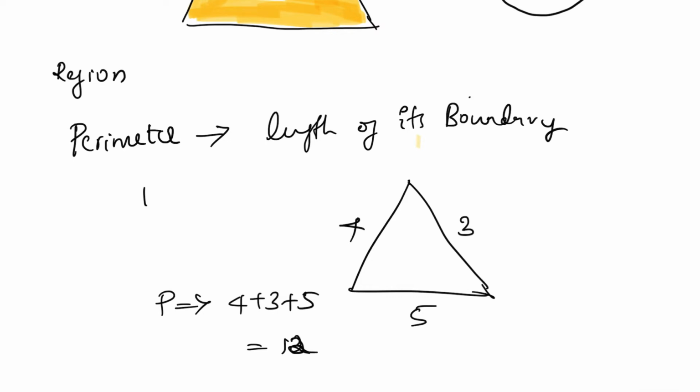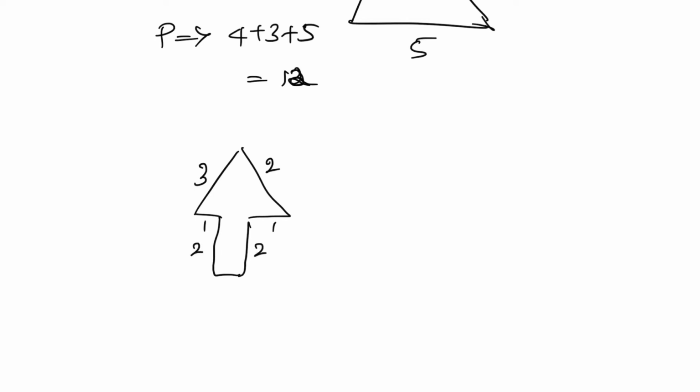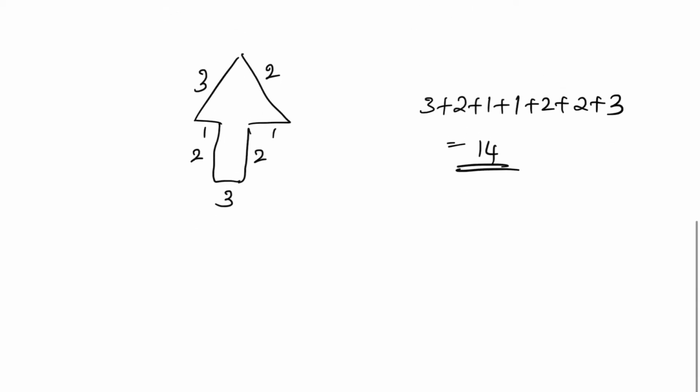Now, if we draw a figure like this, for your understanding, I'll do a few more examples. If you have a figure like this, how do you find the perimeter? You need to add up all the sides in order to find the perimeter. Hope it's clear, children. So this is how you will find the perimeter. This one is 14 centimeters if I take it as centimeters.